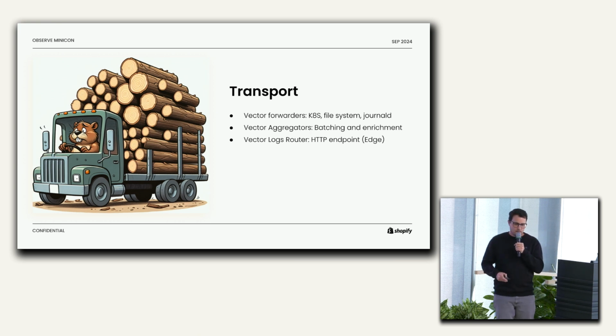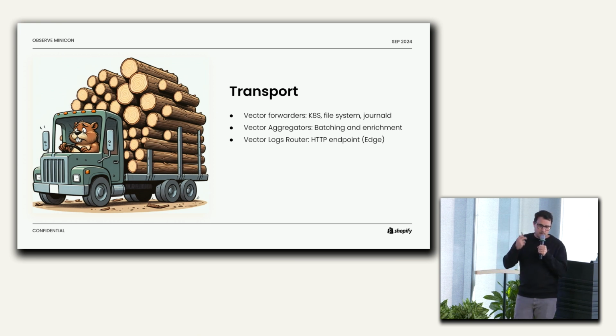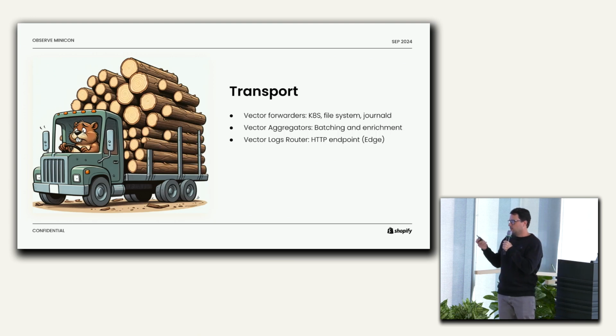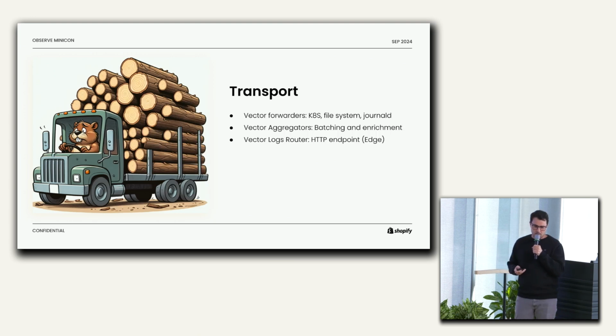Then we have the transport layer. If you still remember the transport components, we have Vector playing very specific and important roles. The first one is the Vector forwarder. This is the service that runs in every single node and collects logs from Kubernetes, the file system, or journald. The list goes on, but these are primarily the log sources.